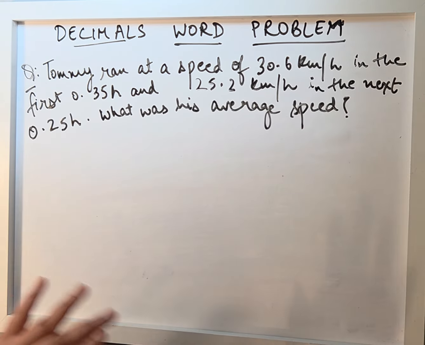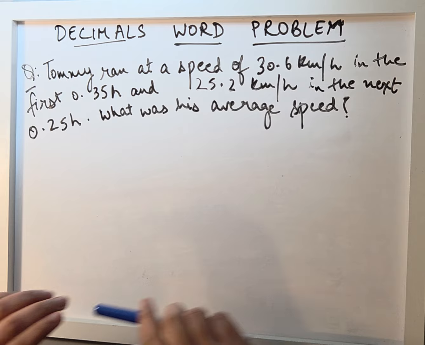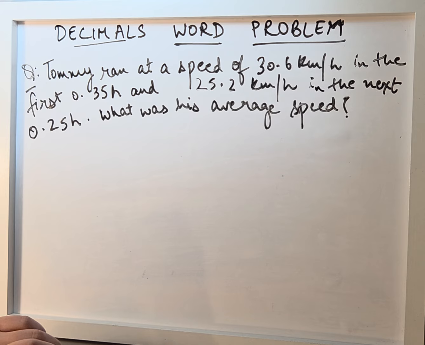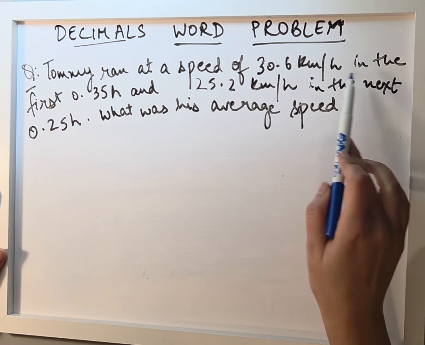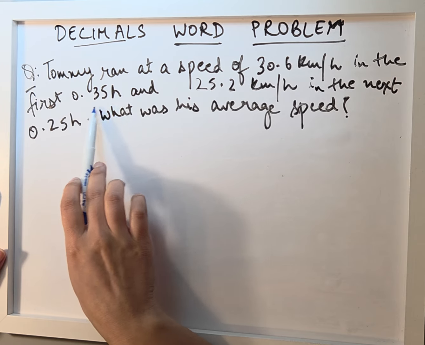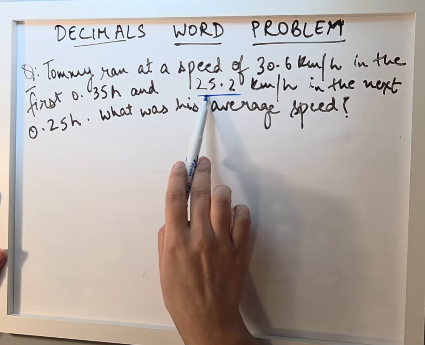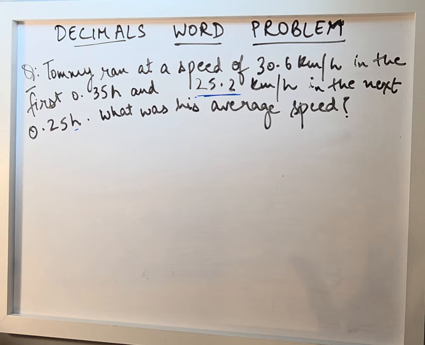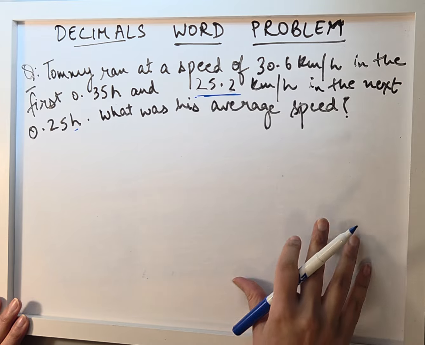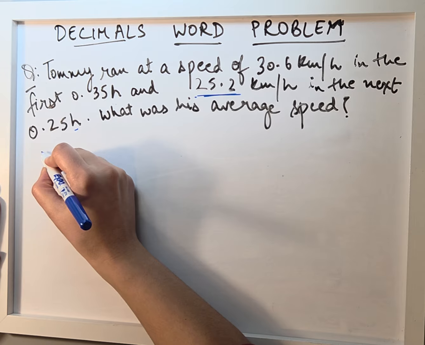Okay, so this is the question that has been given to us. So he's not running consistently at one speed. We've been given that Tommy ran for the first 0.35 hours at one speed, and in the next 0.25 hours at 25.2 kilometers per hour. So now we want to find the average speed. Okay, so what is average speed?